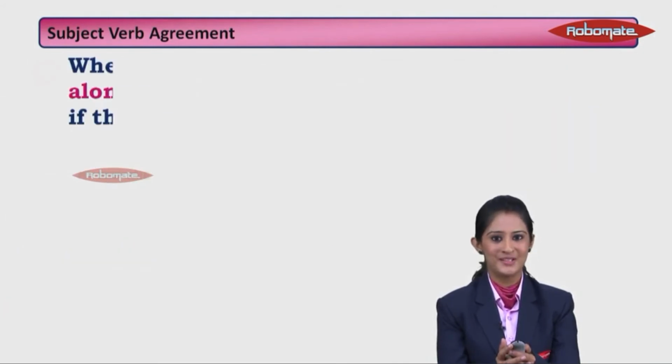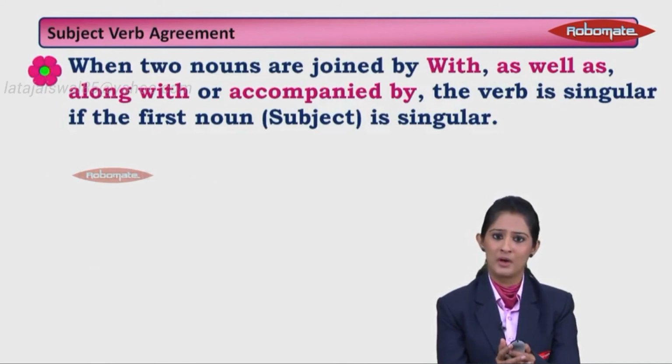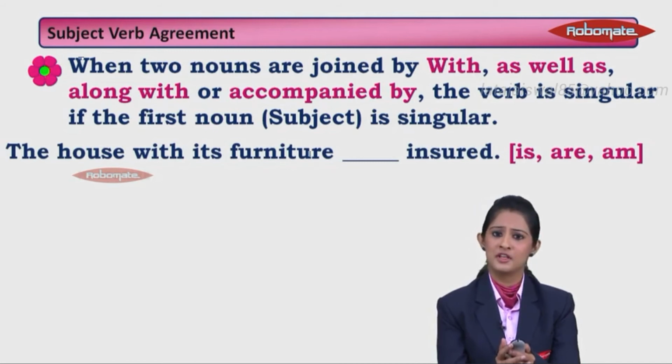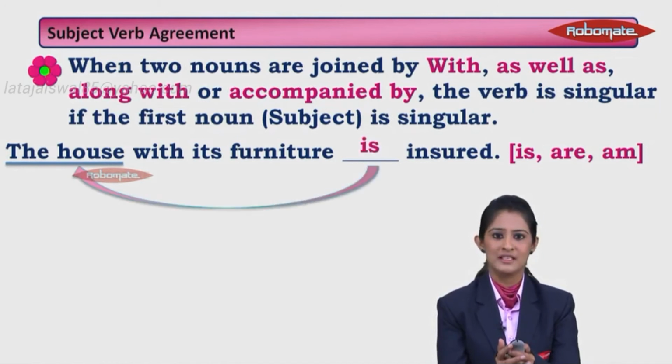Okay, so next we see when two nouns are joined by with, as well as, along with, accompanied by. The verb is singular if the first noun, that is the subject, is singular. Let's take a look. The house with its furniture dash insured. We have the options is, are, am. Now the first word, that is the house, that's our subject. Are we talking about the furniture? No. We are talking about the house, the subject. The house is singular, thus we take the word is.